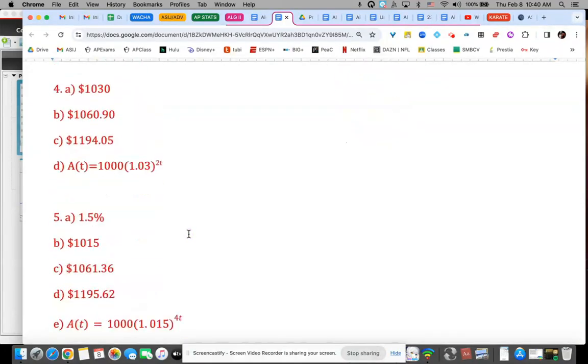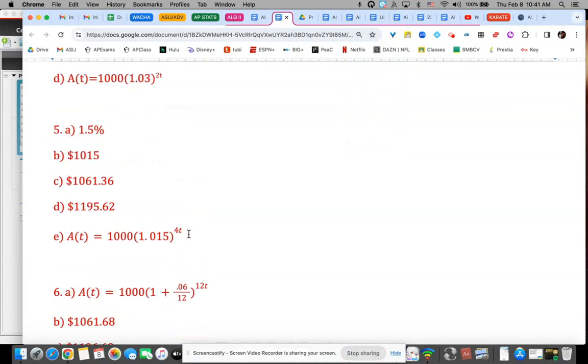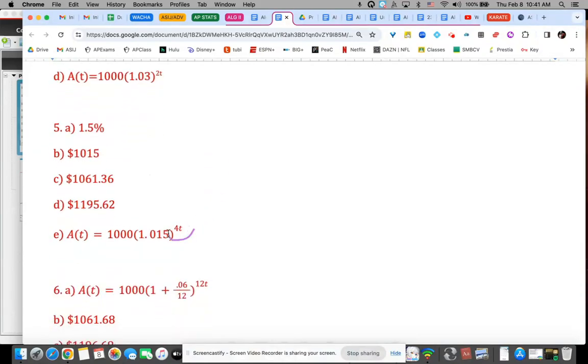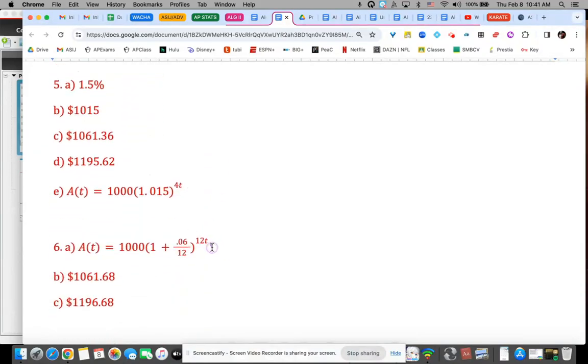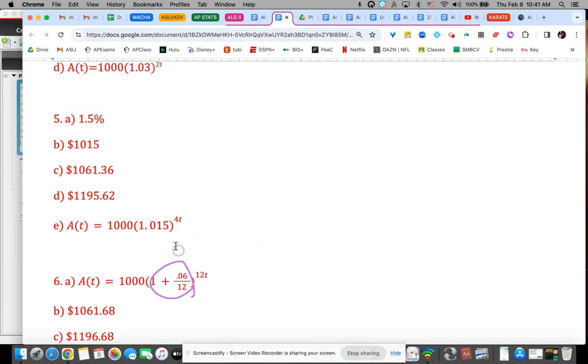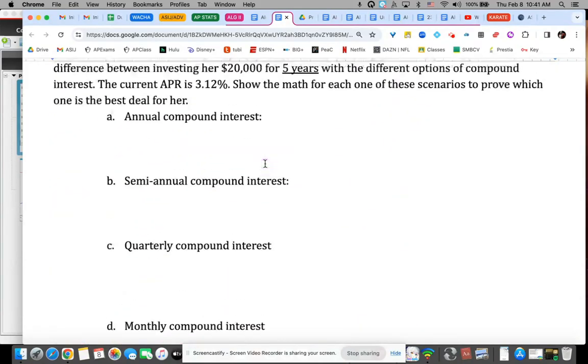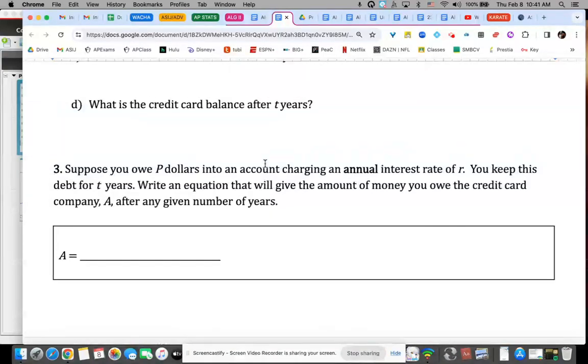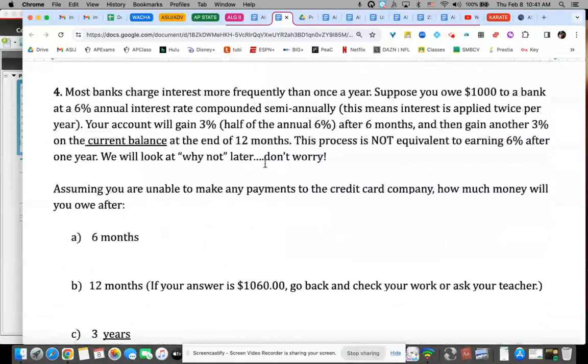Okay, so looking at 4, 5, and 6, you can see how things are going to get more complicated. Let's actually just peek at the answers first. You can see this is going to end up with 2t, this is going to end up with 4t, and this is going to end up with 12t. So we're looking at how that changes along with our rate. How does the rate and that exponent change together? And those all go together. So let's look at 4, 5, 6, since 3 we already did. So here we go.